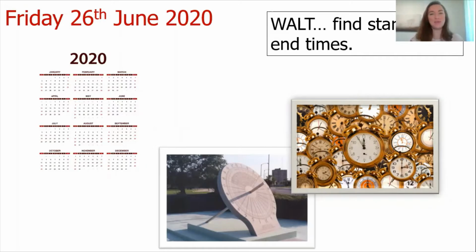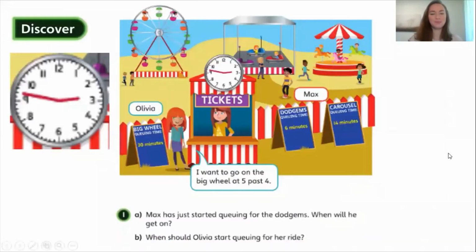Good morning, Year 3. In Friday's maths lesson, we're going to be finding start and end times. Let's get started with the Discover problem.